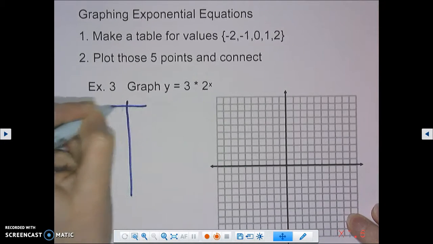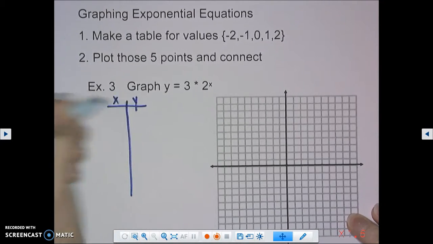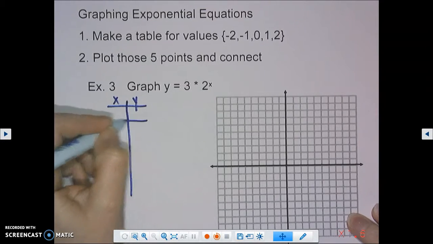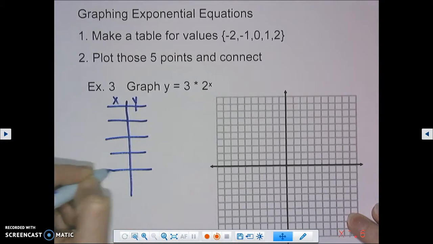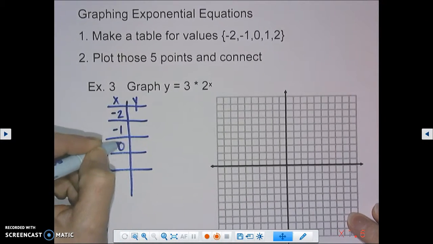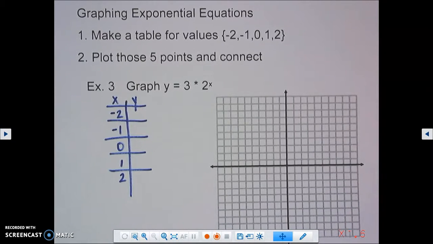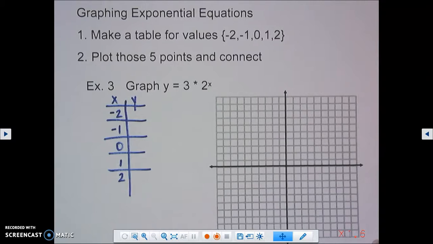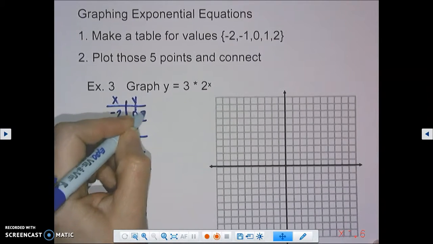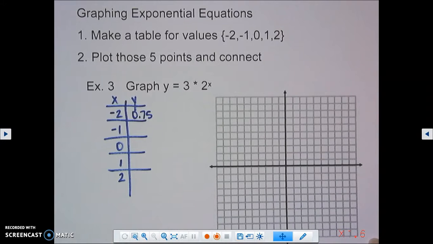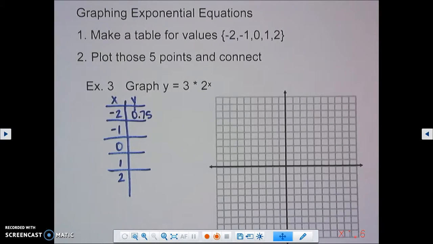Let's go ahead and make our table here. We're going to graph y equals 3 times 2 to the x power. Again, we are going to have these 5 values. You technically could choose any 5 values that you want to plug in, but this is going to keep the graph small for us. If we plug in those values, for -2 we're going to get 0.75. I'm doing this the exact same way that we typed in the other ones from the previous examples.